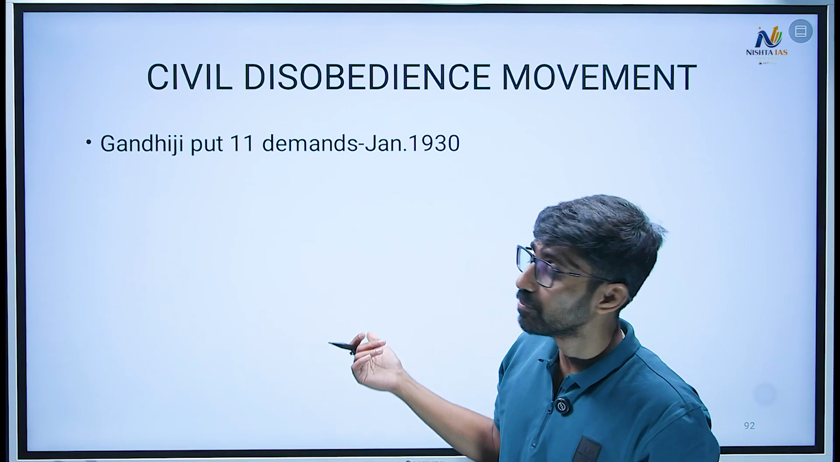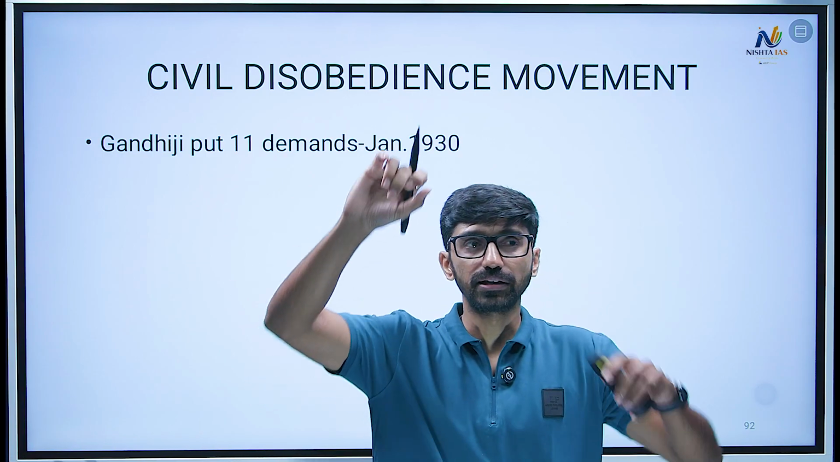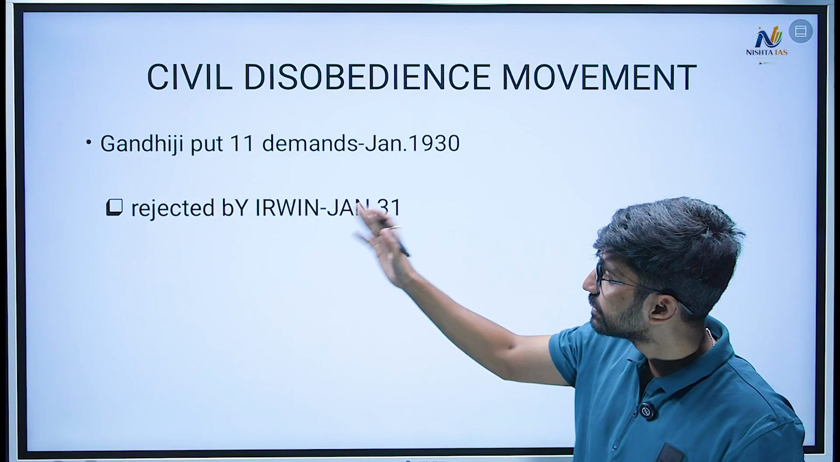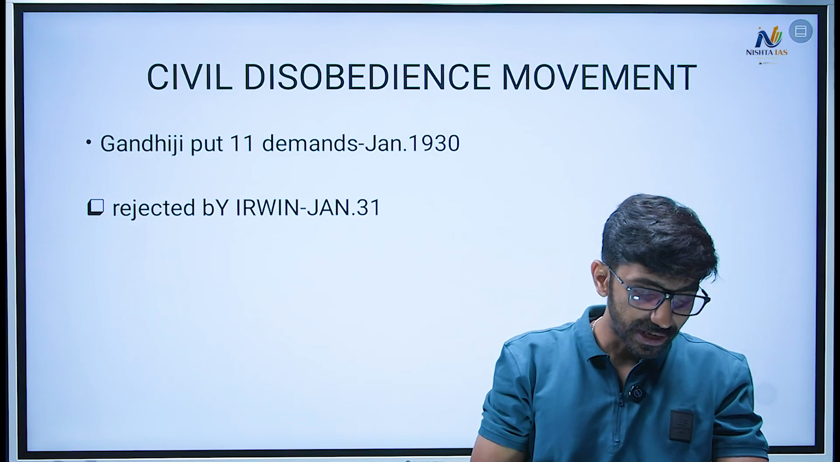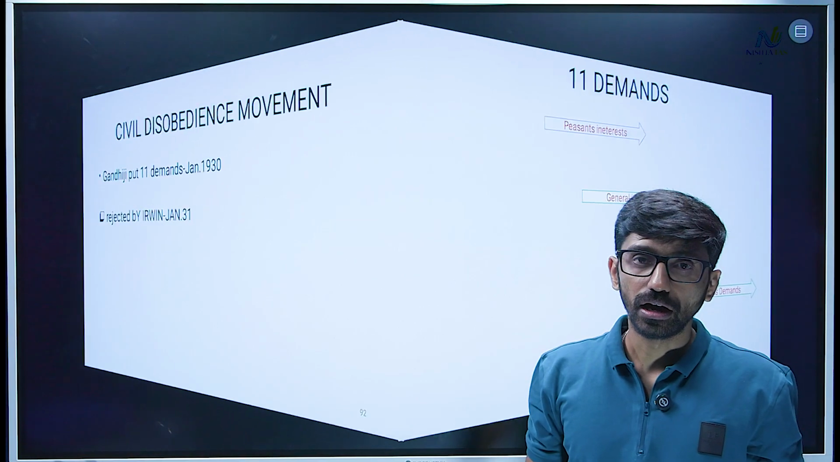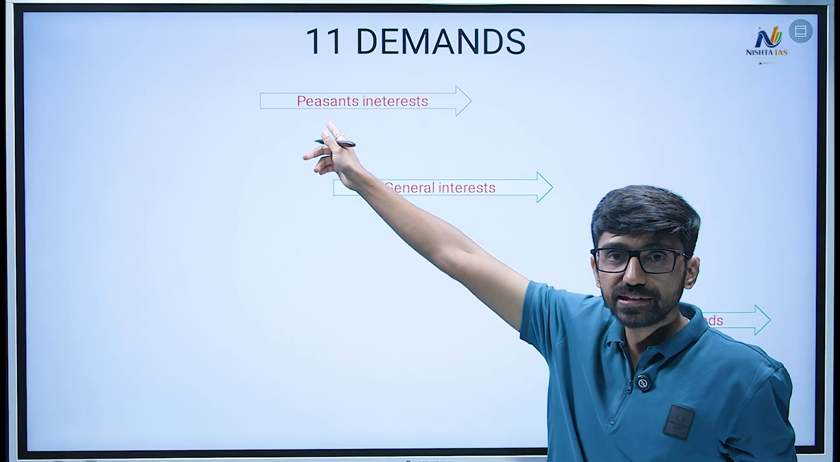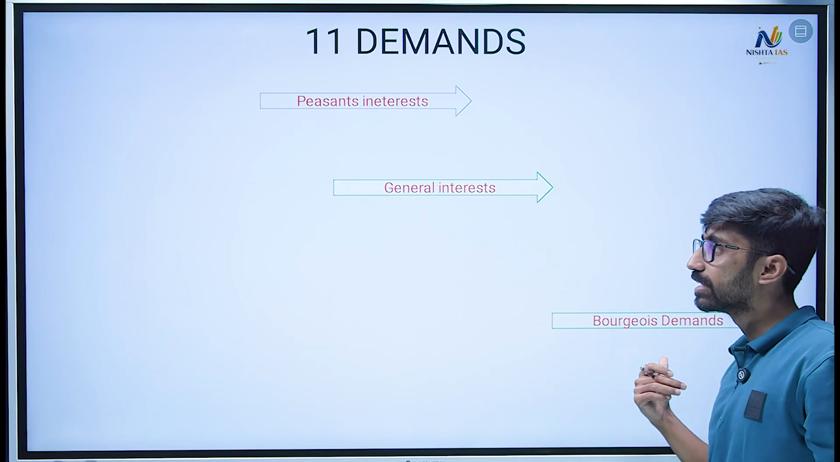Now Gandhiji put 11 demands. These 11 demands included the demands of all the sections of the country. But they were rejected by Irwin on January 31st. That is the background for the launching of this civil disobedience movement. Now, which are these 11 demands? They included peasant interest, general interest, and bourgeois demands, that is, business interest.